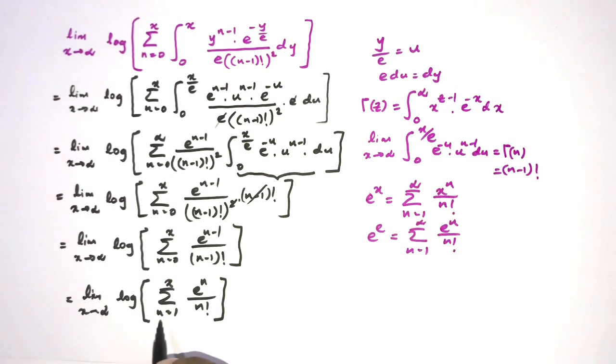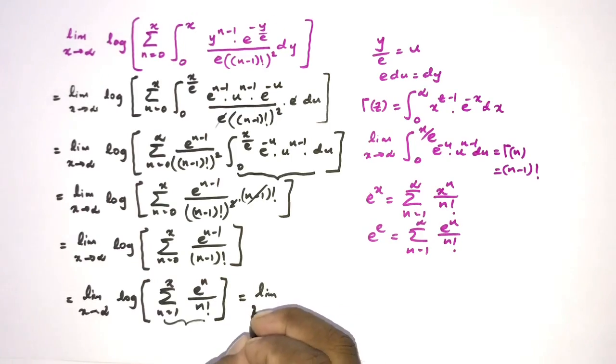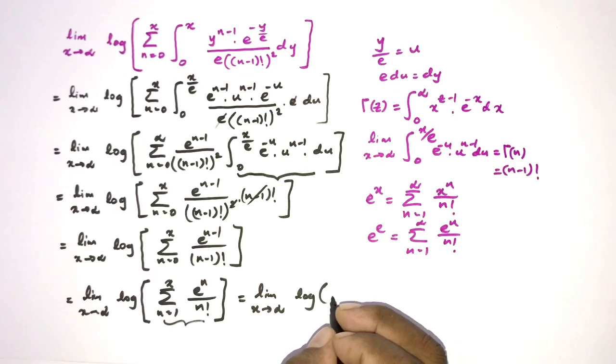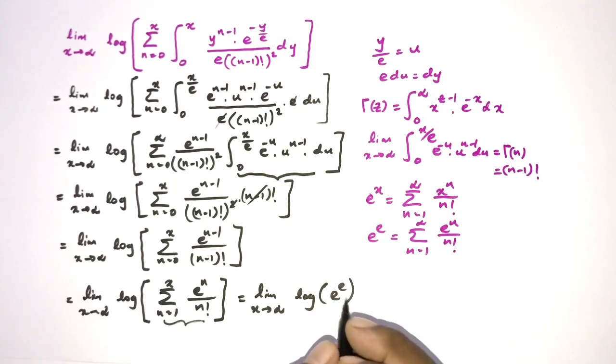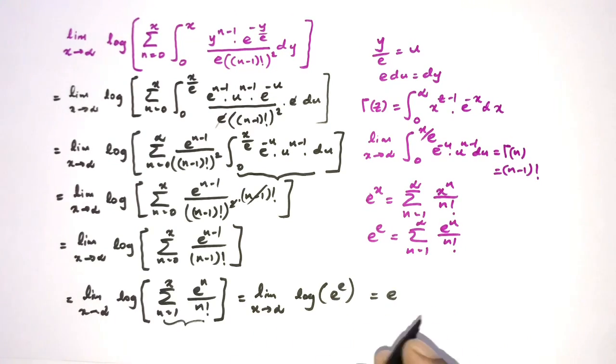Therefore this is equal to e to the e. So we have limit x approaches infinity, natural log of e to the e. Now according to the property of natural log, this e we can write out front. So e times the limit as x approaches infinity of natural log of e, which we know is 1. So the answer is e.